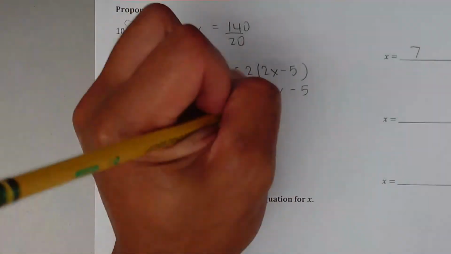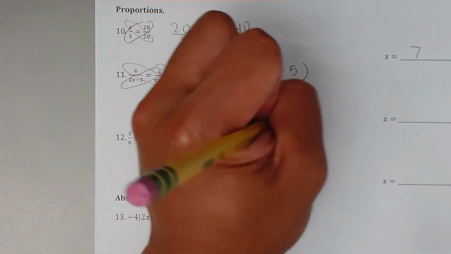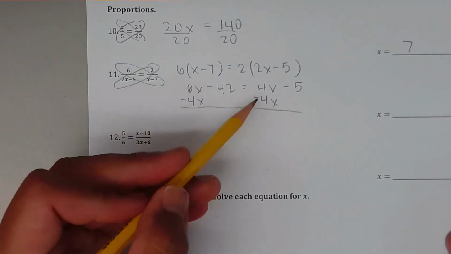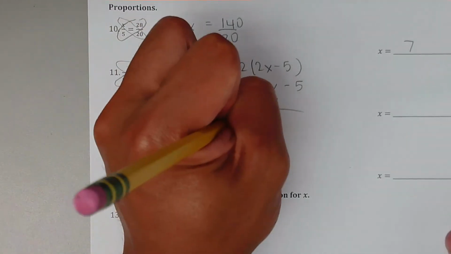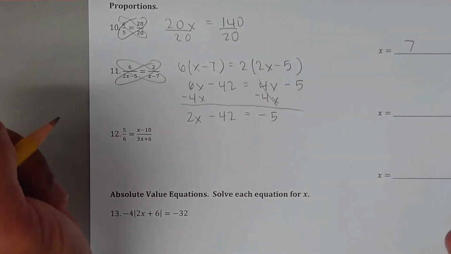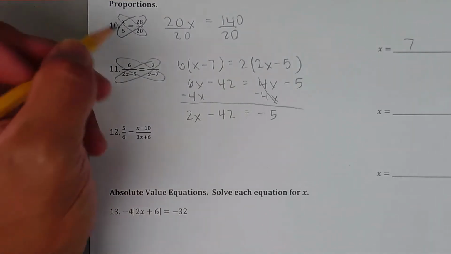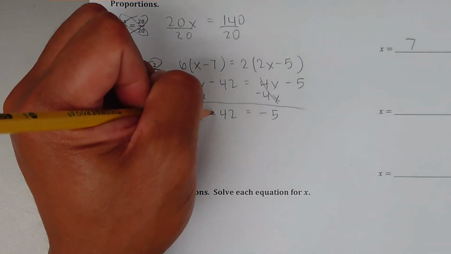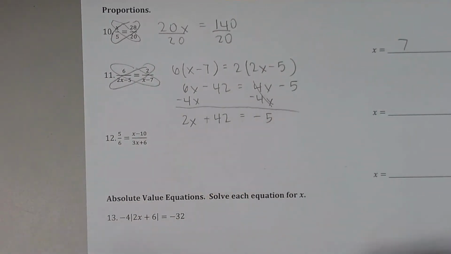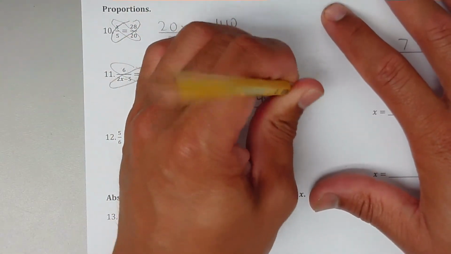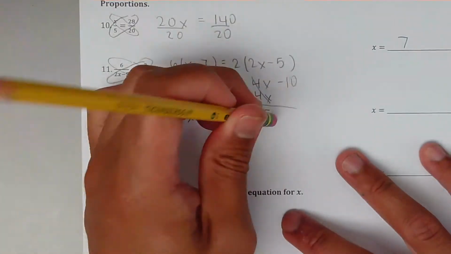All right, so we can subtract 4x from both sides. On the right-hand side, those x's cancel out. On the left-hand side, we have 2x minus 42 is equal to negative 5. All right, adding 42 to both sides. Oh, that doesn't look good. Oops, I apologize. I am a little tired right now. 4x minus 10. There we go. That didn't look right. So that should give us negative 10.